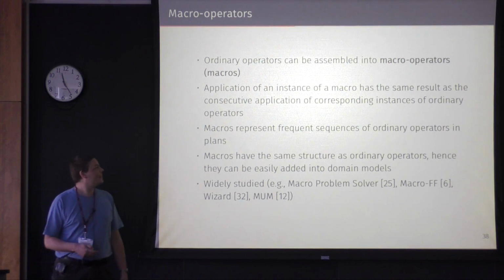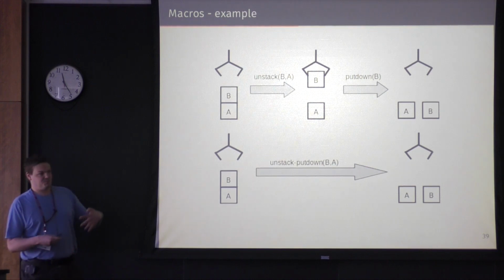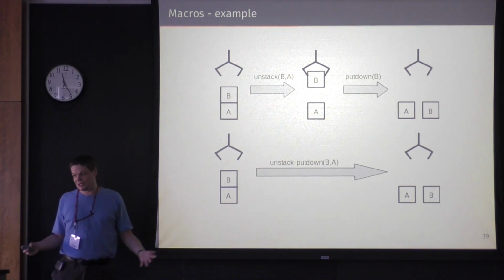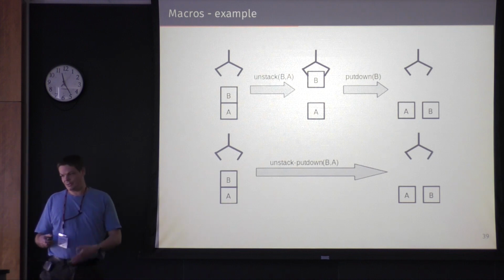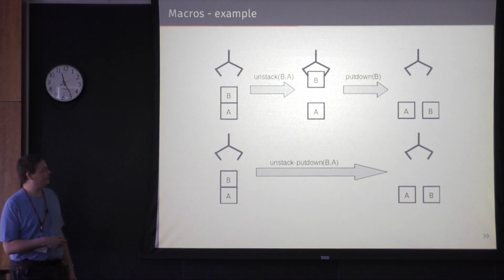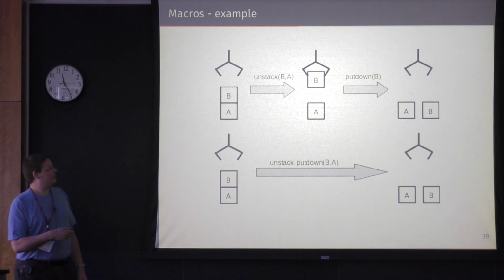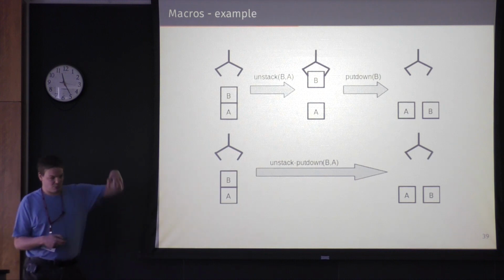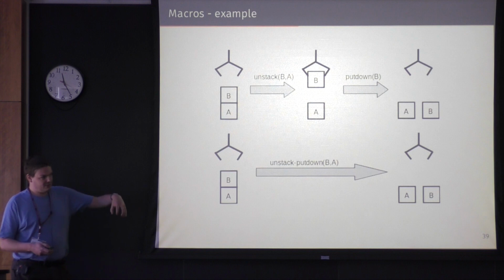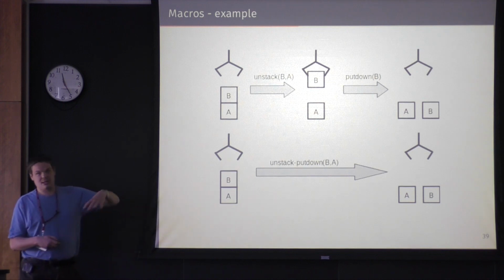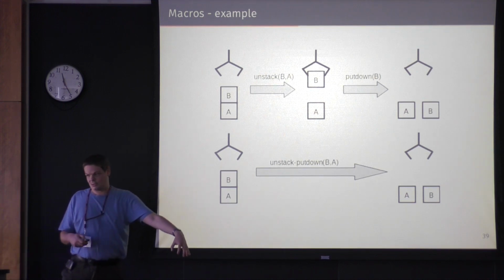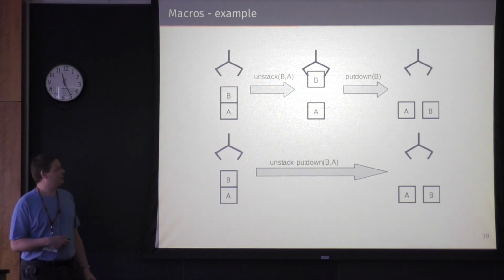There are a lot of works, starting in, I think, the early 80s with the macro problem solver. To show an example, we can imagine a simple blocks world domain where we might define two operators, unstack and put down. Unstack unstacks a block from some stack, and the robotic hand is holding the block after that. Putting it down means that when a block is held by the robotic hand, the block is put down on the table.